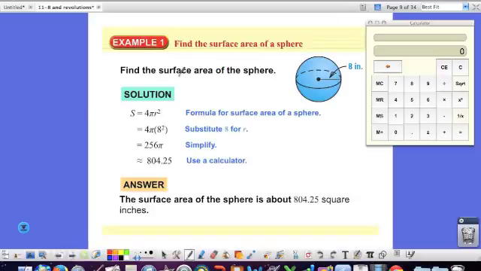So we are going to find the surface area of this sphere. The radius is 8. 8 squared is 64. Times 4 is 256 times pi. When we do it in our calculator, because we're going to multiply by 3.14, we actually get 803.84.